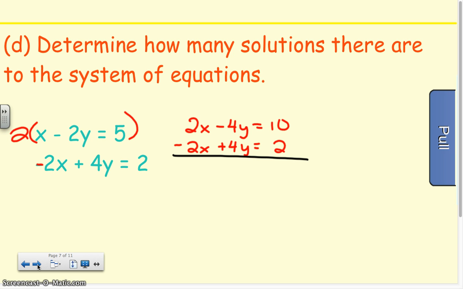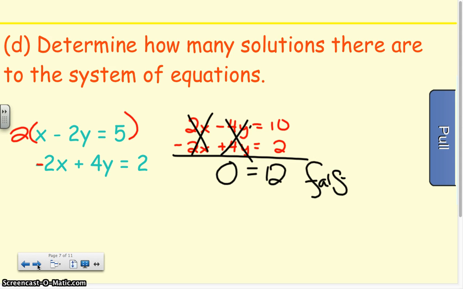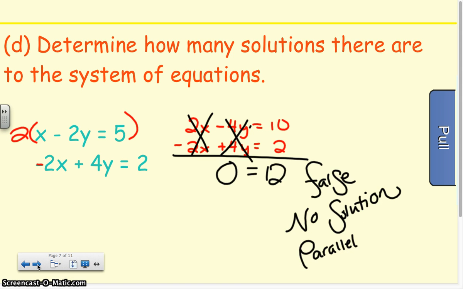Okay, I'm going to combine. The x's cancel. The y's cancel. So I have 0 is equal to 12. That is false. So this is a no solution. And when we're talking about systems, again, no solution means they are parallel lines.